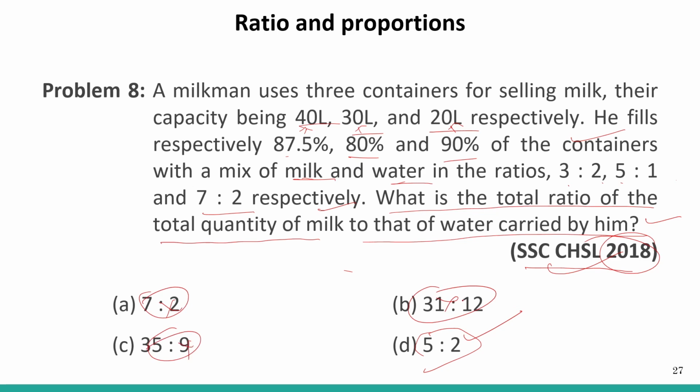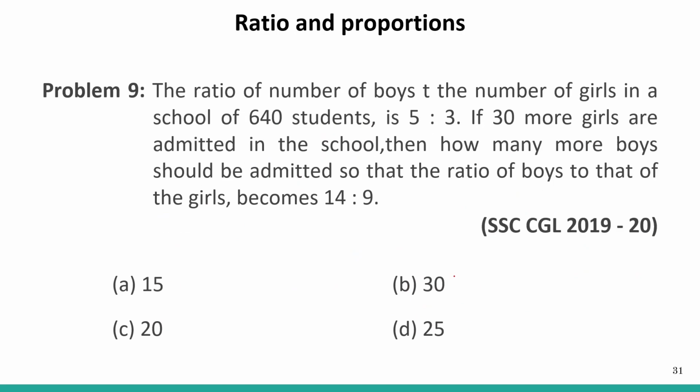35 is to 9 is wrong and 31 is to 12 is wrong. Okay, these are very standard questions, so please remember the way we solve them. Okay, so let's see problem number 9.